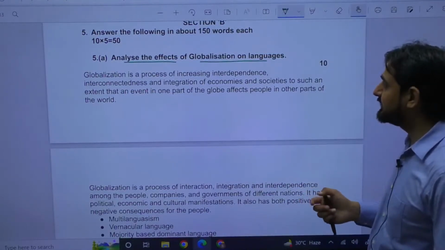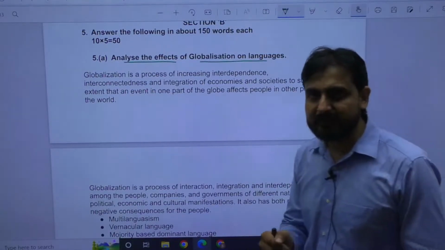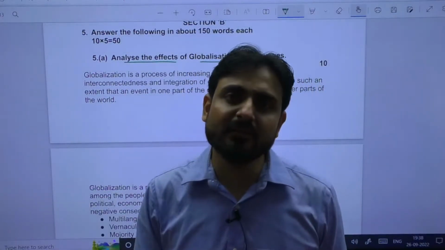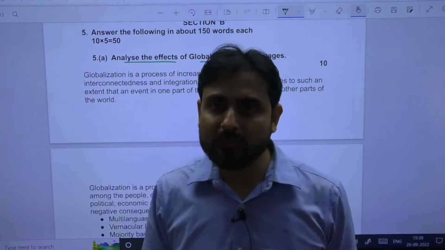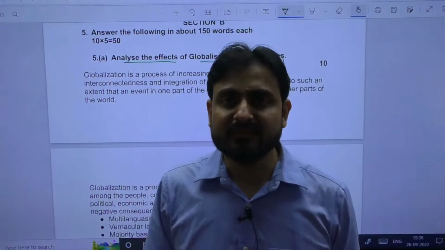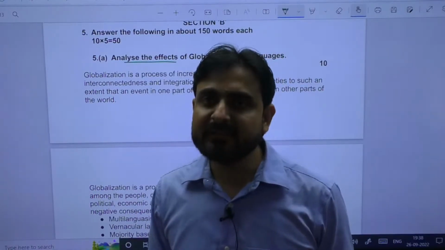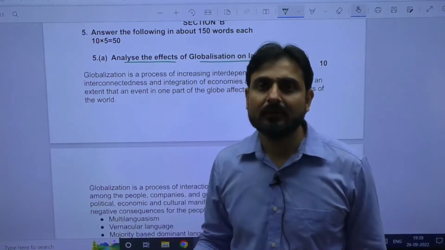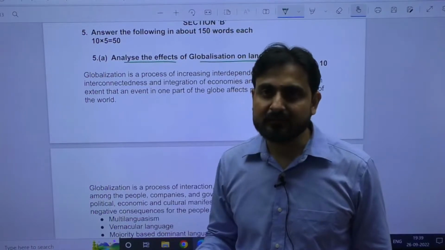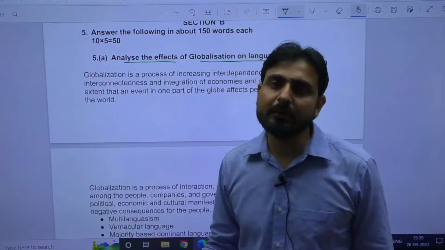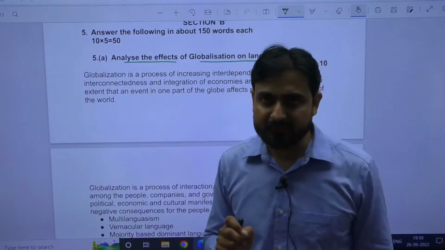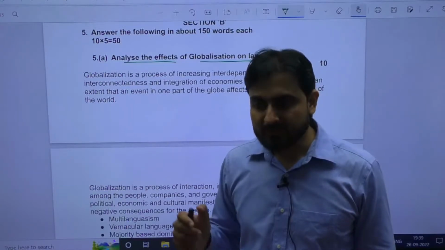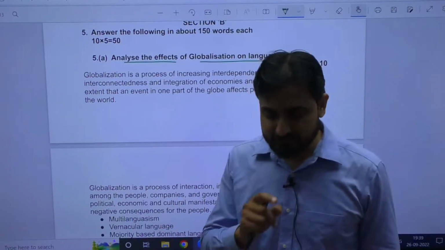So globalization is leading to both factors. It is leading to extinction of the vernacular language. It is also leading to strengthening of local or vernacular language. In some way, how is it leading to depletion? Because of dominance, because of shifting the mode of communication from local language towards a uniform language.